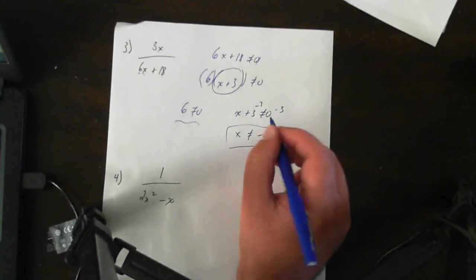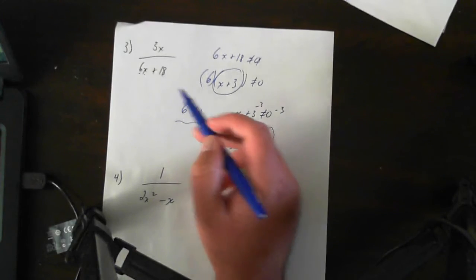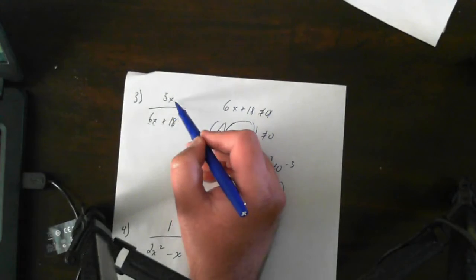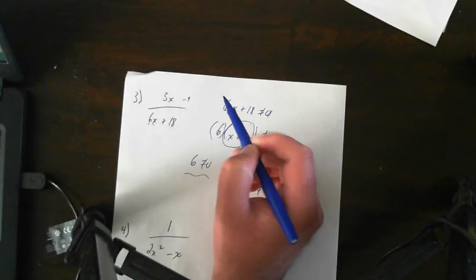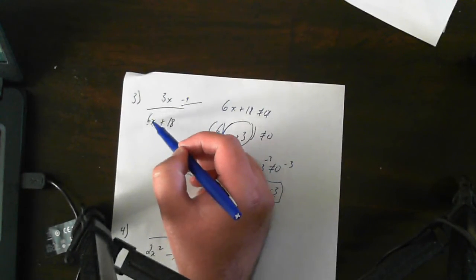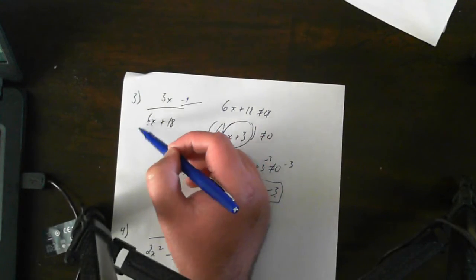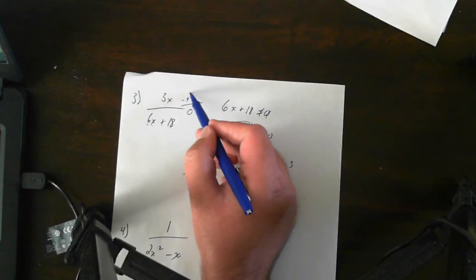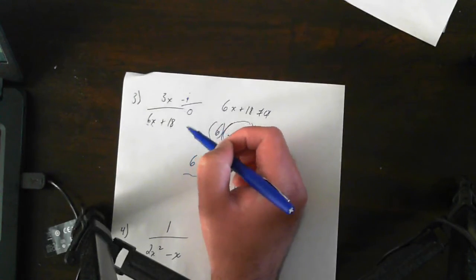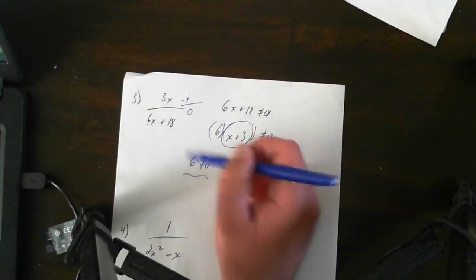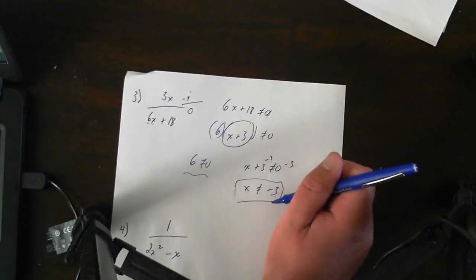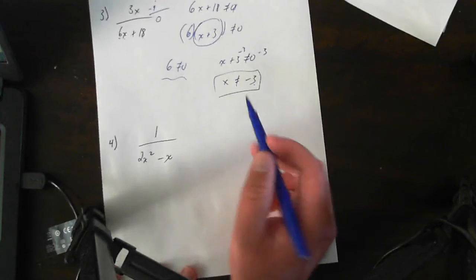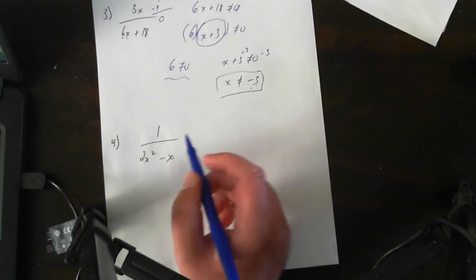And I should mention, by the way, that if you take these values and plug them back in, you'll see what happens. Putting negative 3 in here, this is 3 times negative 3, so this gives you negative 9. That's fine. 6 times negative 3 gives you negative 18 right here. And negative 18 plus 18 gives you 0. So you end up with negative 9 over 0, which of course I can't evaluate. So that's why this is the non-permissible value. You can always double check your answer there just to make sure that this works.